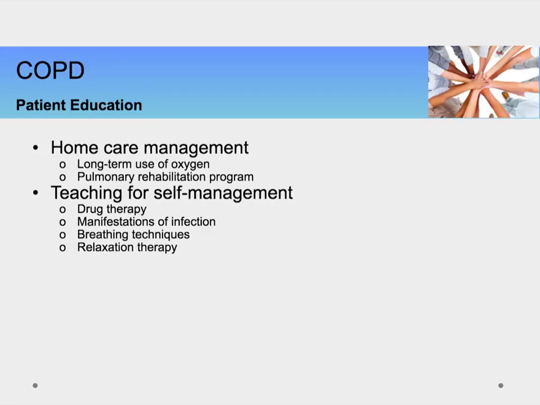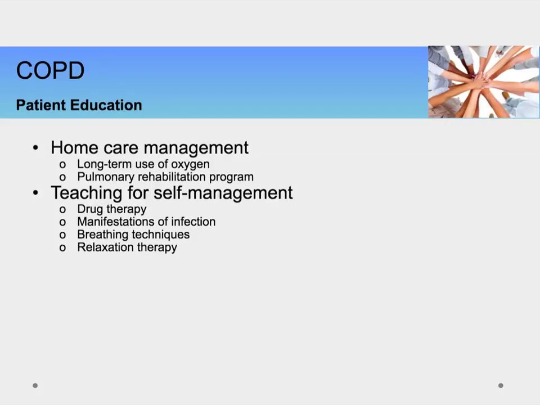This is a summary of all the patient education that's required for a COPD patient. Long-term use of oxygen may be indicated. If that is so, then we need to help them make sure that that gets facilitated. Pulmonary rehab is an outpatient service where people might go 3 times a week, and they help with activity, help them manage their illness, and help with smoking cessation, lots of different things like that.